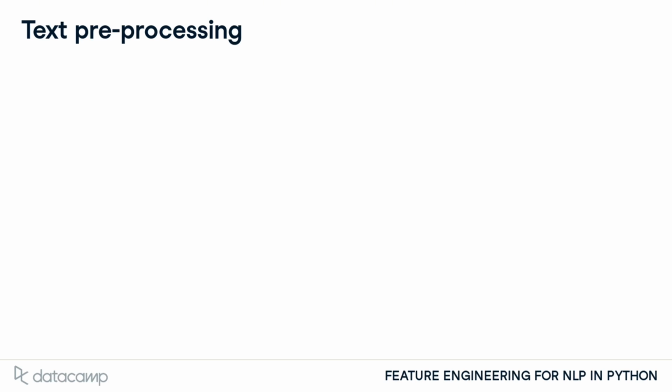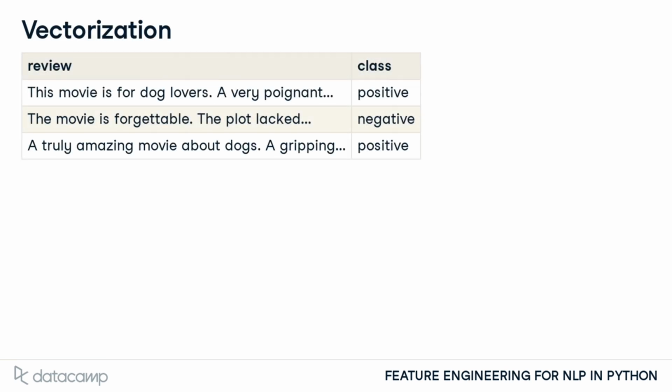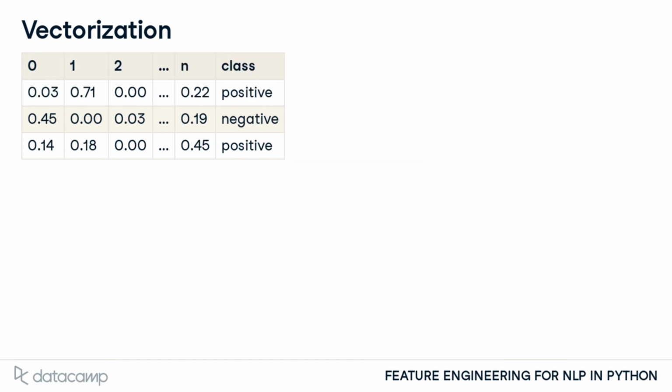The first is to standardize the text. This involves steps like converting words to lowercase and their base form. For instance, reduction gets lowercased and then converted to its base form reduce. We will cover these concepts in more detail in subsequent lessons. After pre-processing, the reviews are converted into a set of numerical training features through a process known as vectorization. After vectorization, our original review dataset gets converted into something like this. We will learn techniques to achieve this in later lessons.